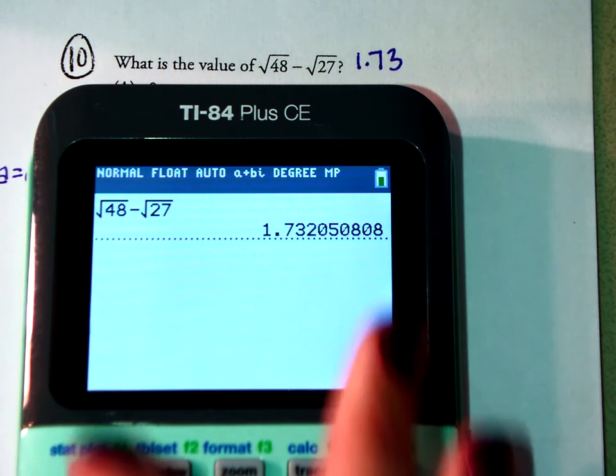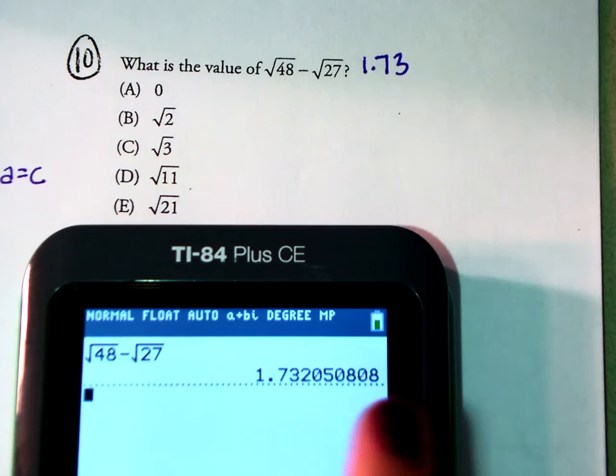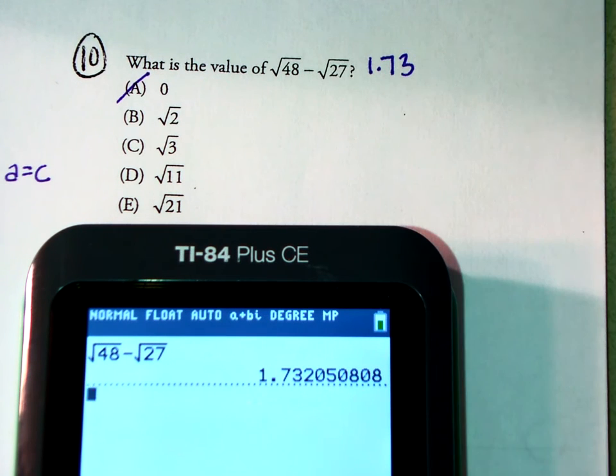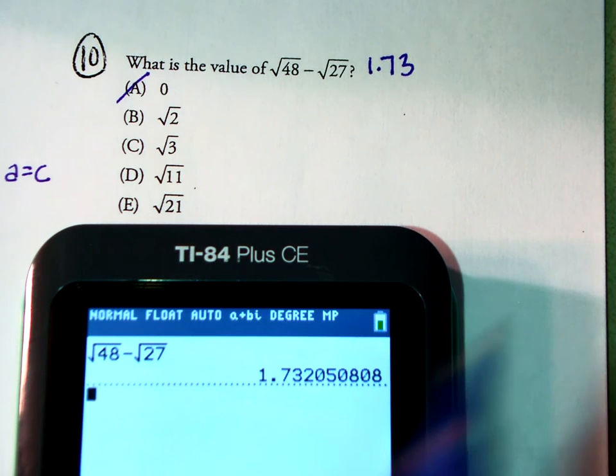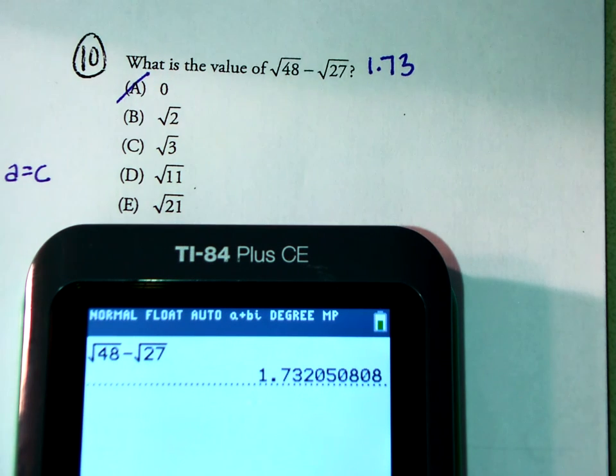So I'm looking for an answer that gives me 1.73. Well, I definitely know off the top of my head that it's not A. It's definitely not 0. That's just a ridiculous answer choice, so I'm getting rid of that. Like, how can it be 0? They're just trying to waste your time.